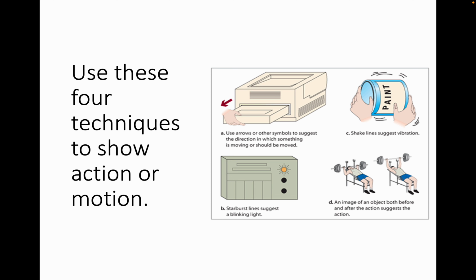If you are needing to show motion, there's a couple of things that you can do. You can use arrows or other symbols to suggest the direction in which something is moving or should be moved. You can use shake lines to suggest vibration. Starburst lines usually suggest a blinking light, or even an image of like a before and after suggests an action.